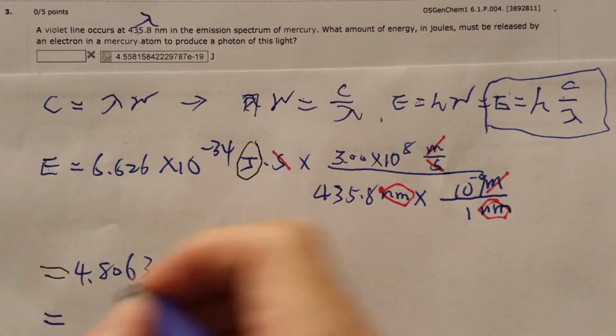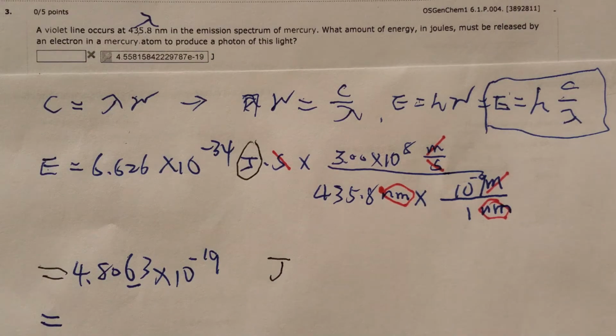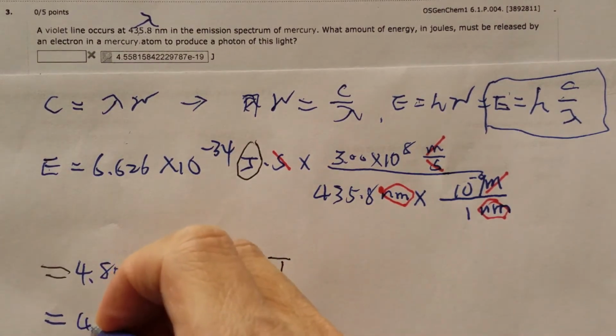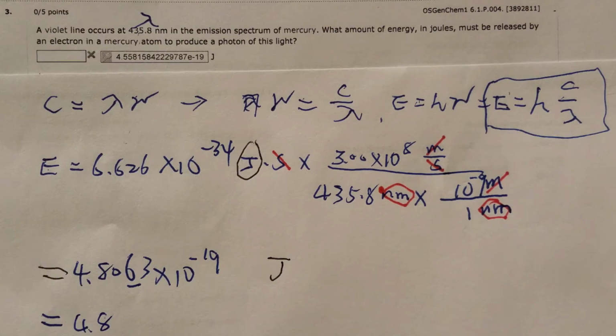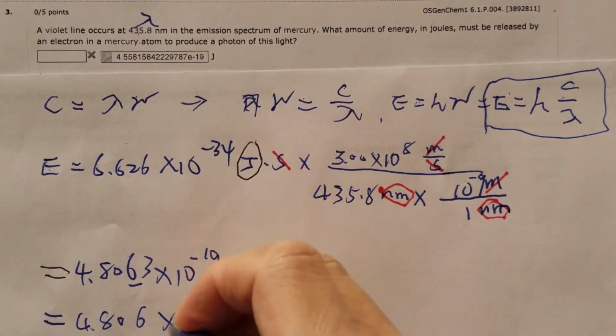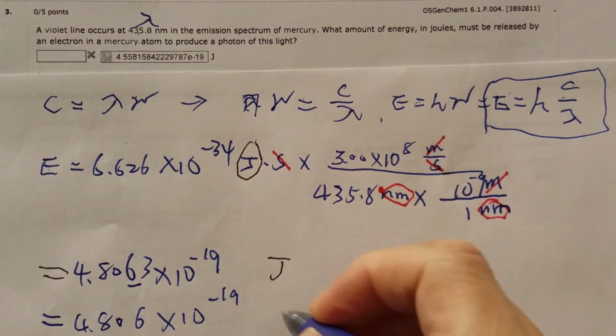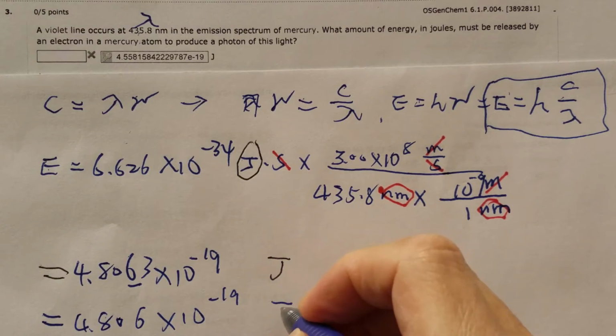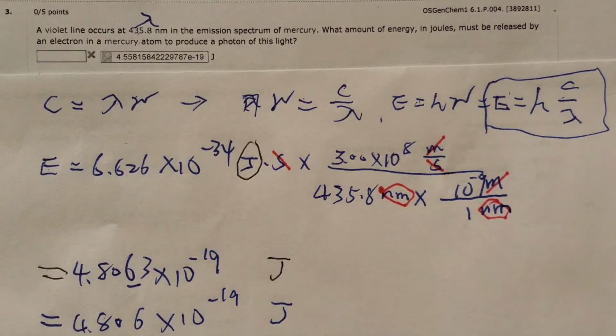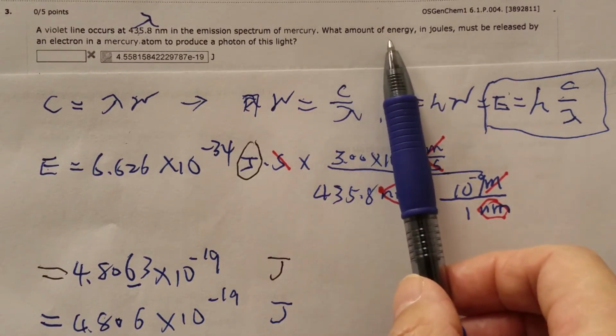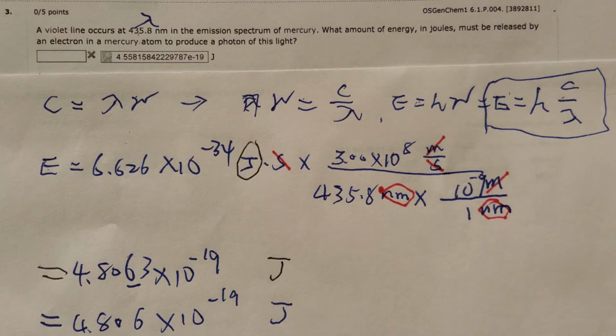And next one, you just do the roundup. 4.806 times 10 to negative 19, and that should give you the unit as a joule. So therefore, this is the answer for what is asked. What is the amount of energy in joules? So that's question number 3.